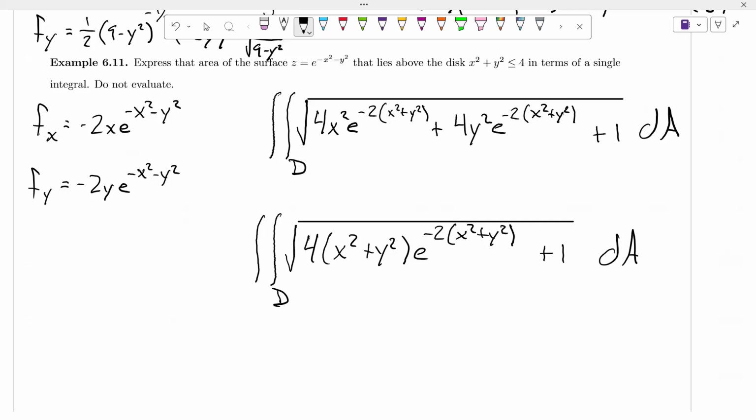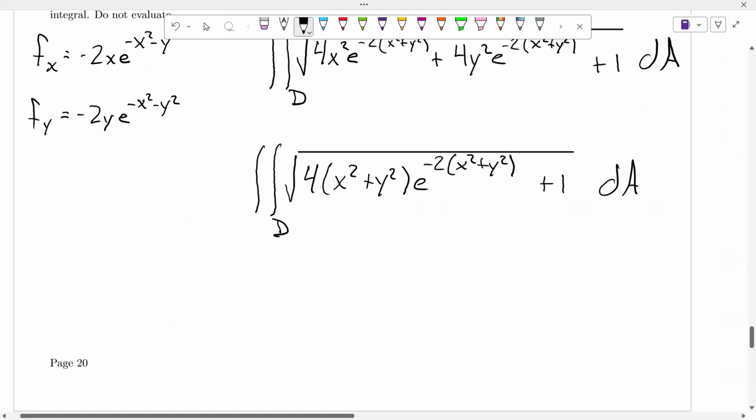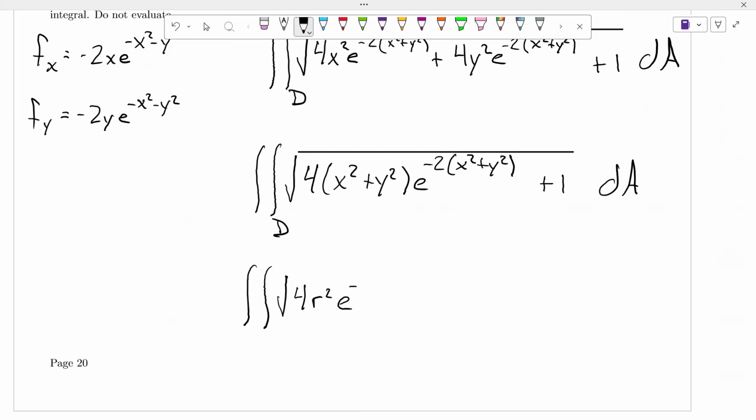And now I think there are a few nice substitutions I can make inside of that integral. So this looks like the square root of 4r squared times e to the negative 2r squared plus 1 times dA, which don't forget dA is going to be r dr d theta. Theta from 0 to 2 pi and r from 0 to 2. We're going all the way around the circle. The circle has a radius of 2.